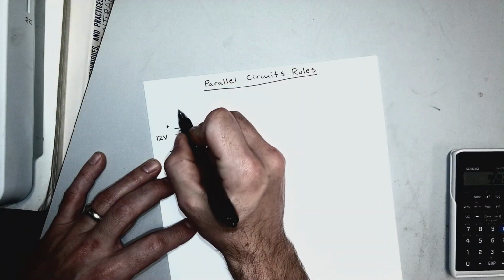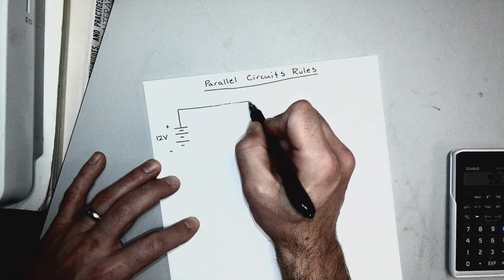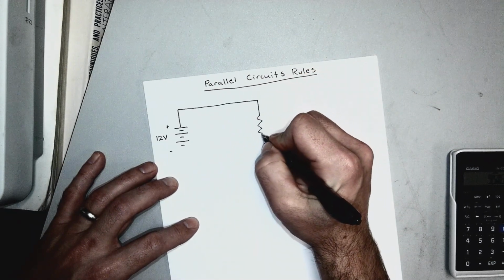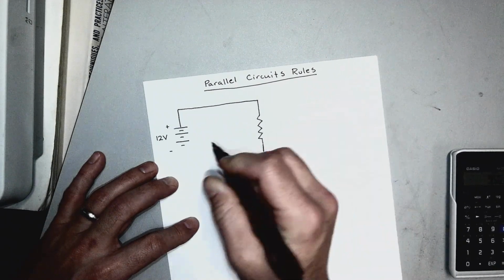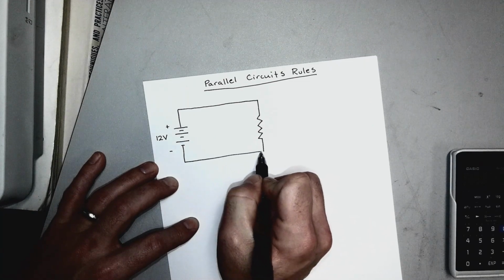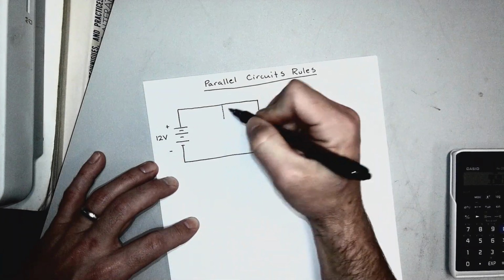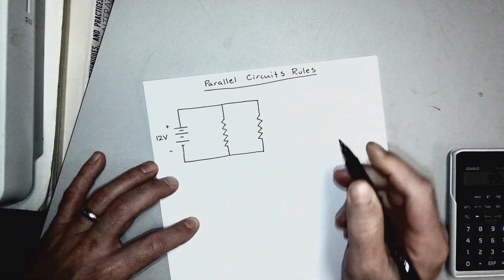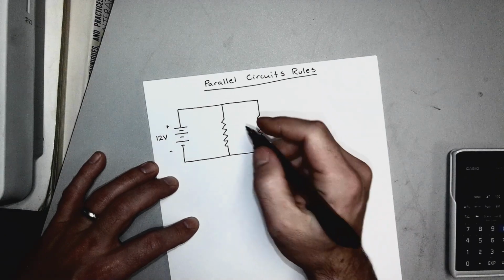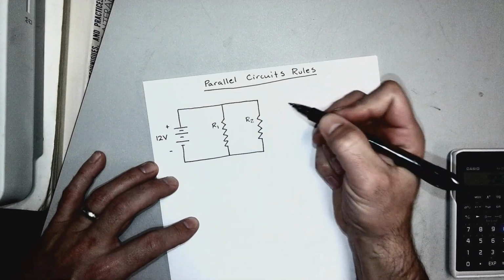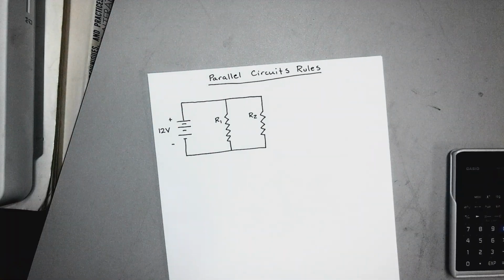And let's give some conductors here. Let's just put 2 resistors in this circuit. I'm going to draw the other resistor right here, bridging between the 2 original conductors. And so here we have a pretty simple parallel circuit, right?